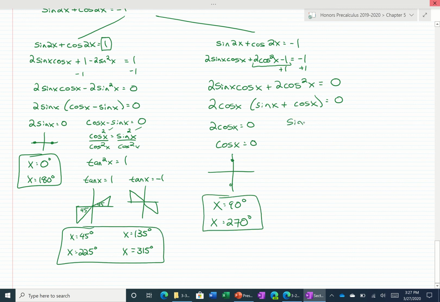And then when is the sine of x plus cosine of x equal to 0? Or when is sine of x equal to negative cosine of x? Again, I would be really careful about just dividing by a trig function with x in it because you're going to lose some of your answers. If we do square both sides, we get sine squared of x is equal to cosine squared of x. And then we bring both on the same side.